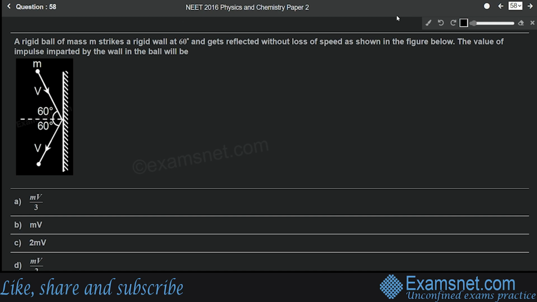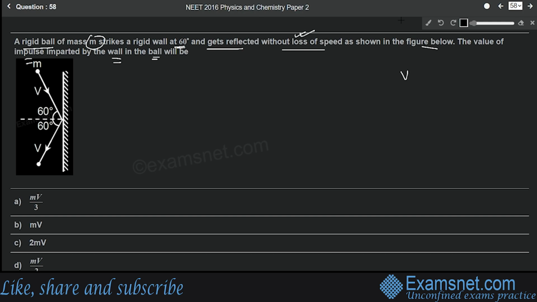Question number 58 is from the chapter Laws of Motion, and the question is: a rigid ball of mass m strikes a rigid wall at 60 degrees and gets reflected without loss of speed, as shown in the figure below. The value of impulse imparted by the wall to the ball will be, okay. So it is given that there is no loss of speed. That means the magnitude of speed will remain the same, but the direction is changing, isn't it?